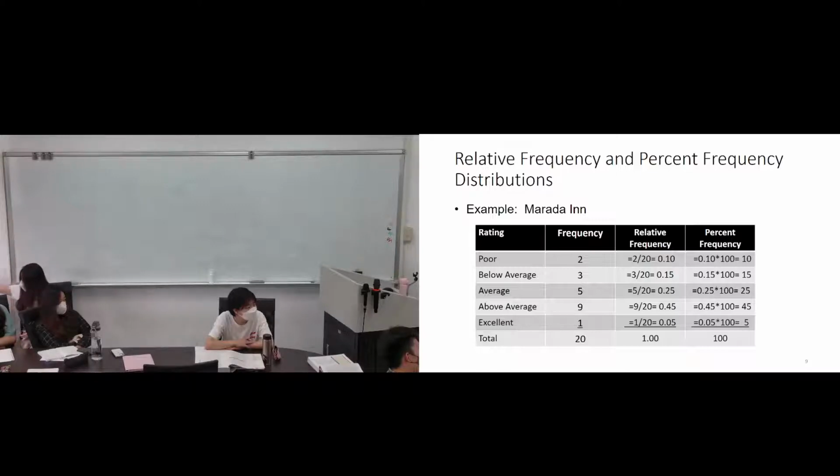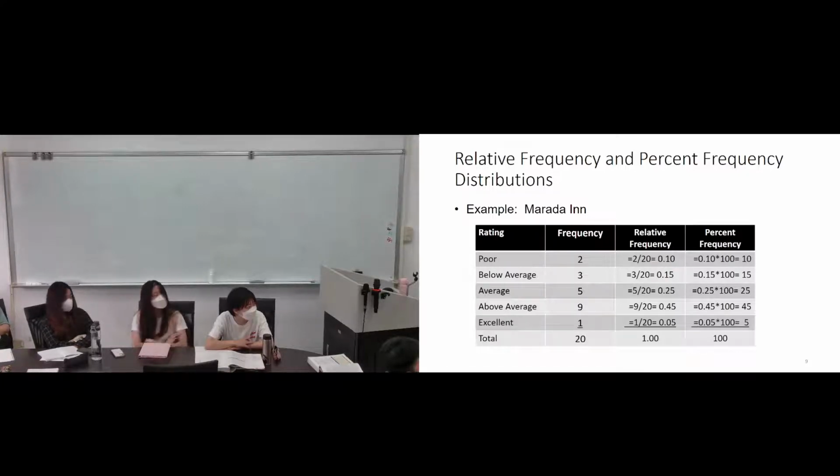So this is the table that summarizes the Miranda N rating. In this table we display frequency, relative frequency, and percent frequency. Questions? So that's one way we use the table to summarize the categorical data.